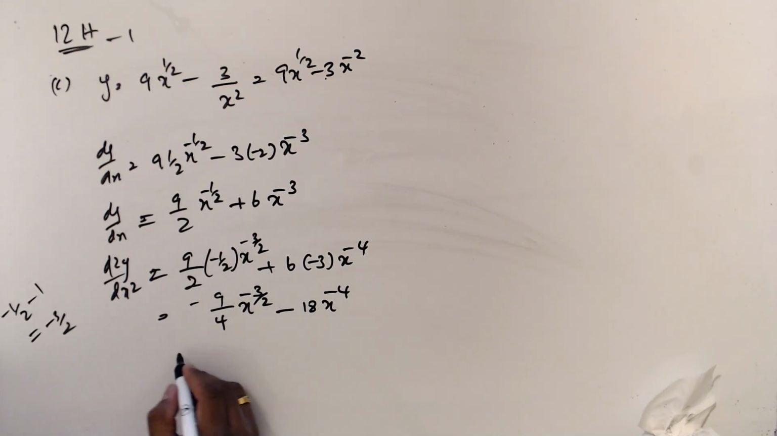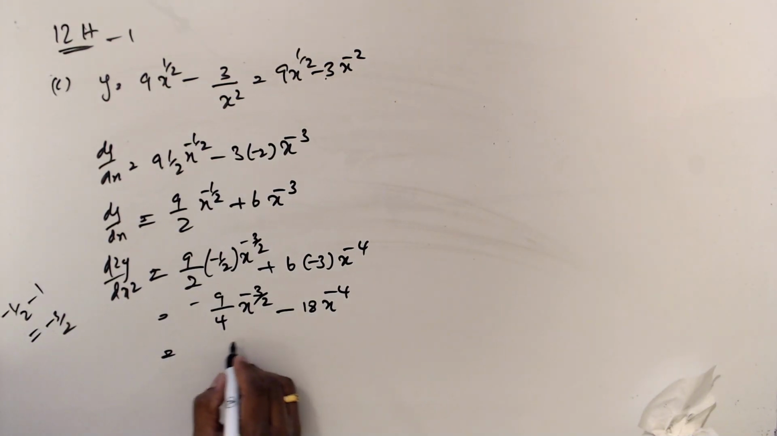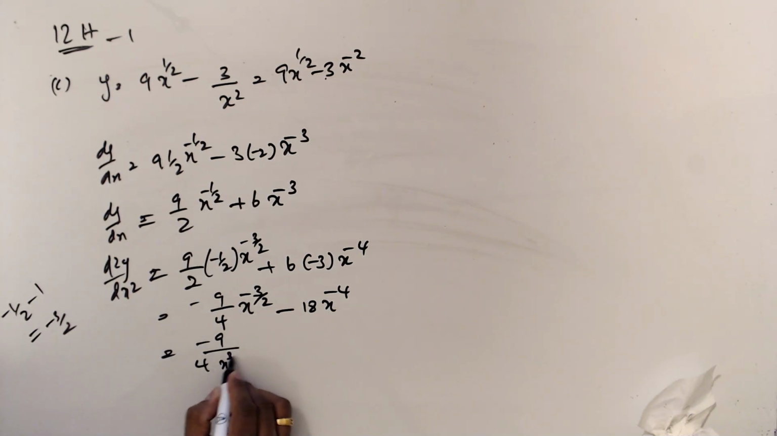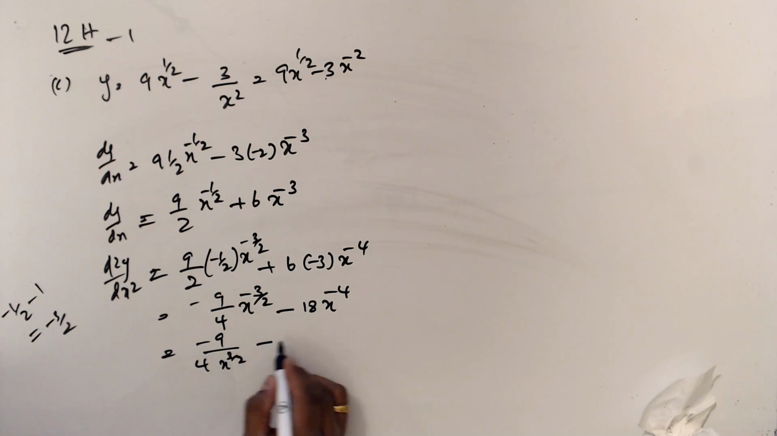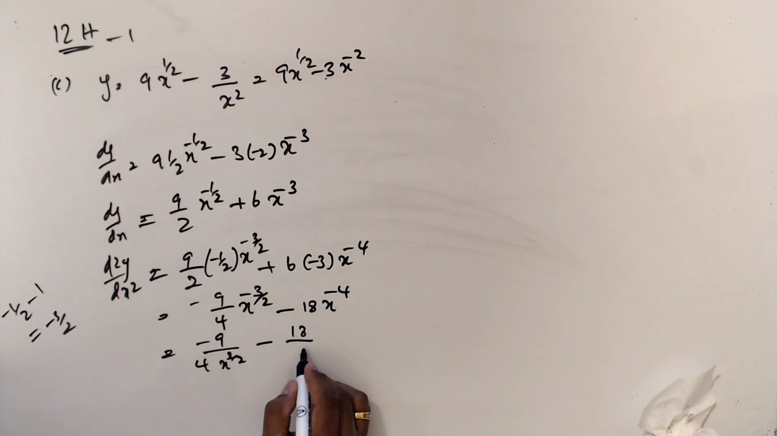So we can write like this: minus 9 over 4 x to the 3 over 2 minus 18 over x to the 4.